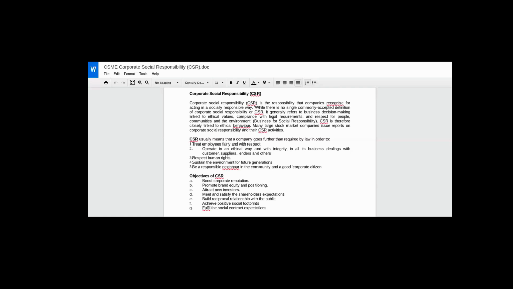CSR also covers the decision to sustain the environment for future generations. That is the contribution, commitment, and compliance with environmental sustainability goals. All companies are expected to make significant contributions and comply with laws. You must avoid environmental pollution.